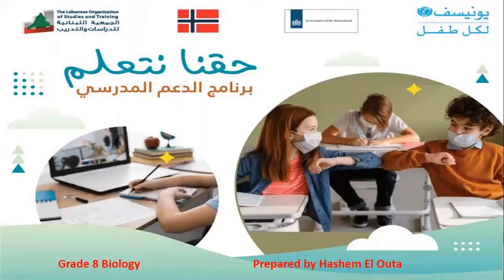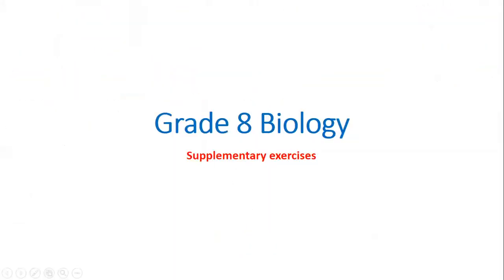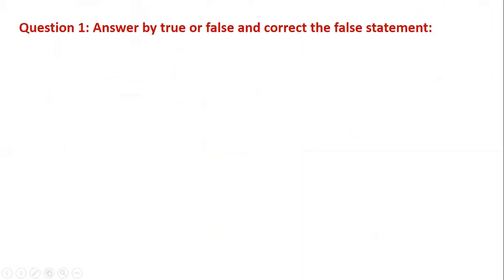Today we are going to practice on immunity. Question 1, answer by true or false and correct the false statement. Before, we have to learn some rules about this kind of questions. First, we should not change the general meaning of the statement. Second, if the statement is false, we must write it in the correct way. If it is true, we simply write true.